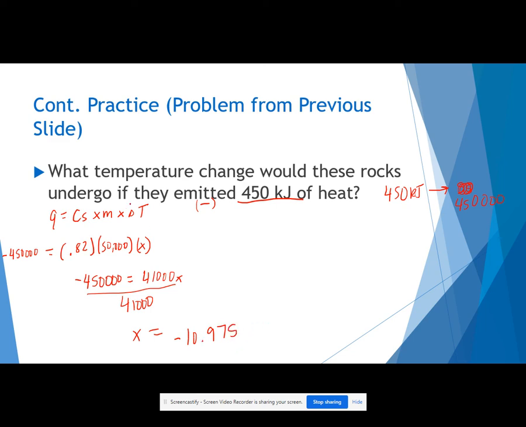Now remember, since your temperature is denoted as a change in temp, this isn't what the temperature actually is. This just tells how much it changed. So this negative sign is telling me that the temperature decreased by about 11 degrees, so 10.97 degrees. And you can put degrees Celsius or you can say Kelvin. Either one is acceptable. Just know that it decreased by that amount.